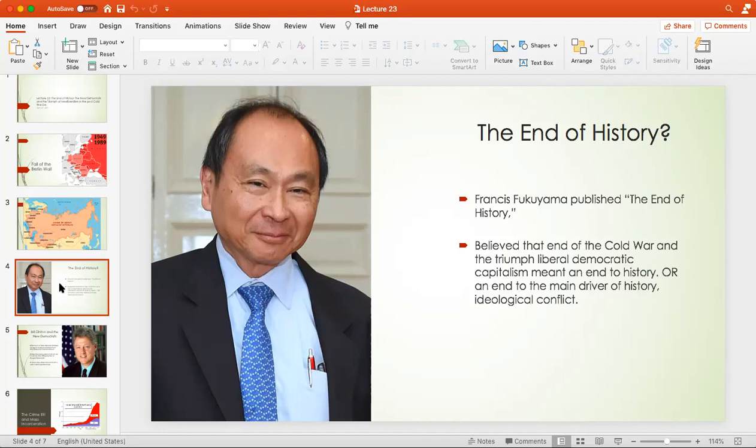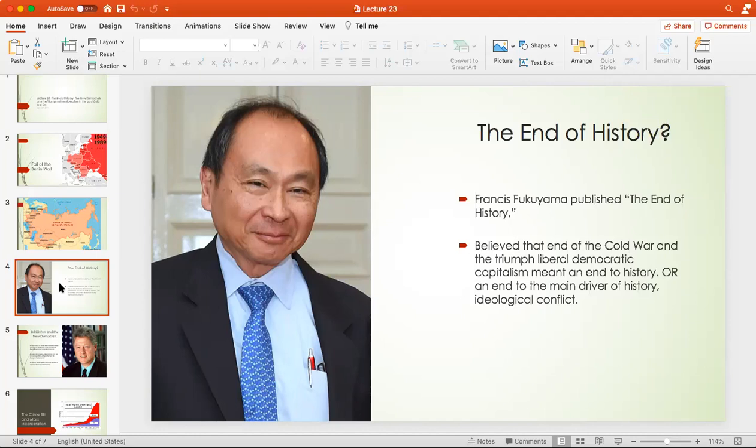So the idea was that history all of a sudden was coming to this end that the United States had been fighting for. So if you think that liberal democratic capitalism is the ideal, or at least the best political economic system, that all history is working towards the emergence of this, then 1992 would appear to that person to be the end of history.